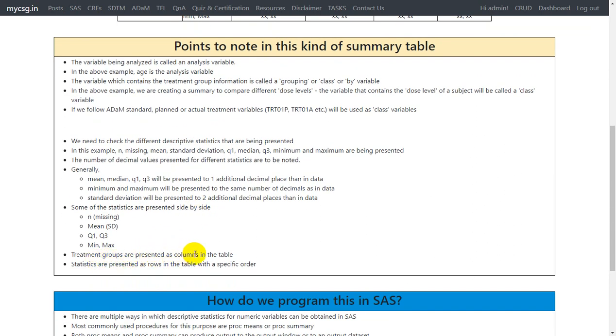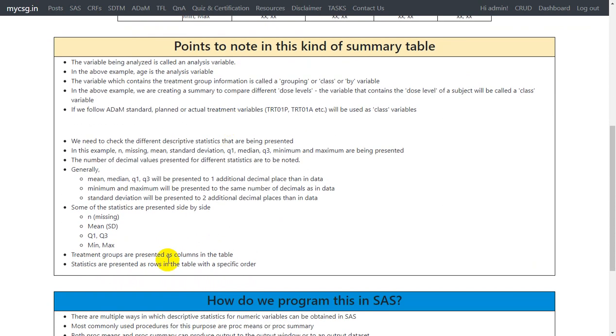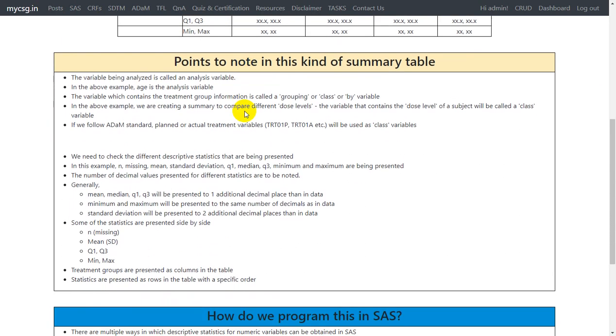So treatment groups are presented as columns in the table, and statistics are presented as rows in the table with a specific order. We are concatenating different statistics, and we also have a fixed order for those concatenated statistics such that they make meaning when someone is reviewing the data.